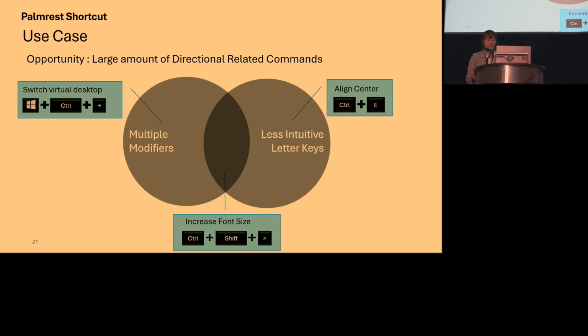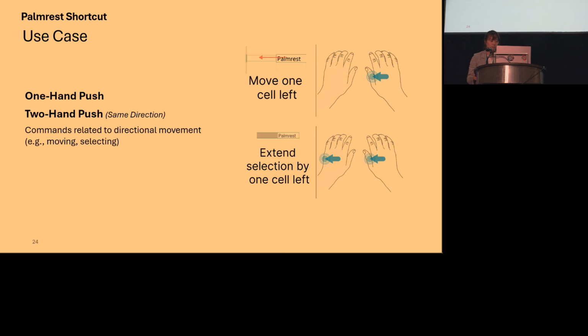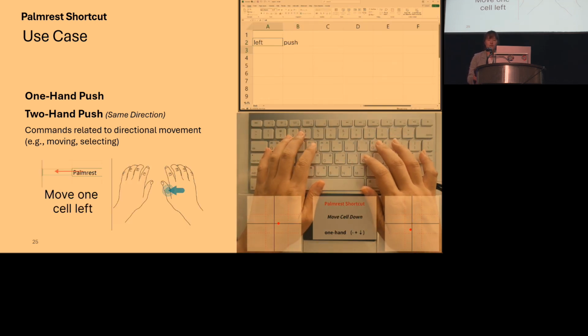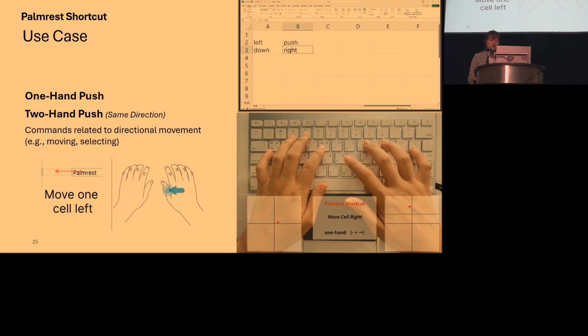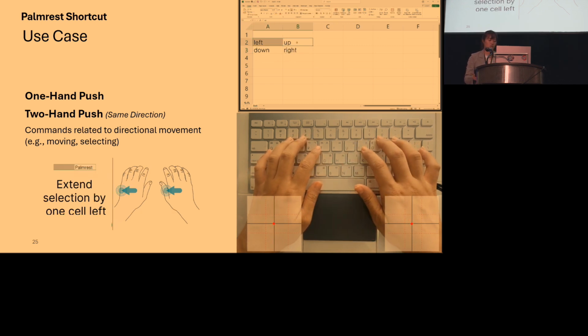Palmrest shortcut may address the situation when a large number of directionally related commands need to be mapped to keyboard shortcuts. In such cases, keyboard shortcuts require using multiple modifier keys or less intuitive letter keys, making it very challenging to execute or memorize the shortcut. So we suggest mapping the 1-hand push shortcut and 2-hand push shortcut with the same direction to commands related to directional movement, which frequently occurs during typing. For example, 1-hand push can be used to move the cell in a spreadsheet application, while 2-hand push with the same direction can be used to select cells.